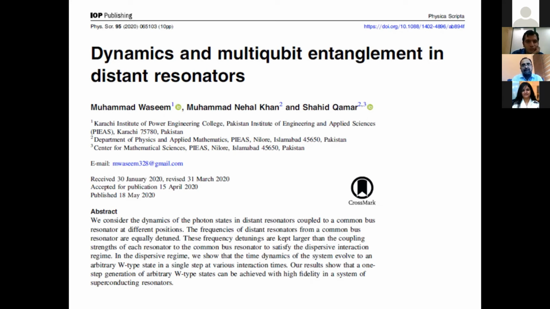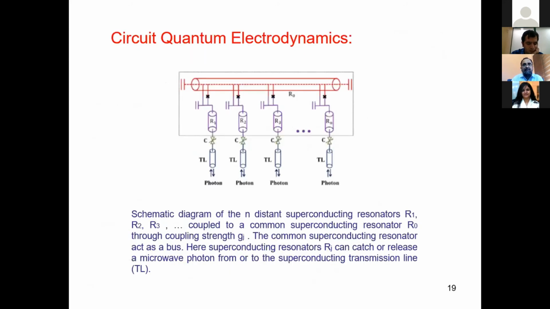So this was published again last year. The system looks like the following. Now we have circuit quantum electrodynamics. It consists of n superconducting resonators, R1, R2, R3, and so on. Please notice they will be on a chip, right? They are coupled to a common superconducting resonator bus, the red one, through some coupling G. And this common resonator acts as a bus.